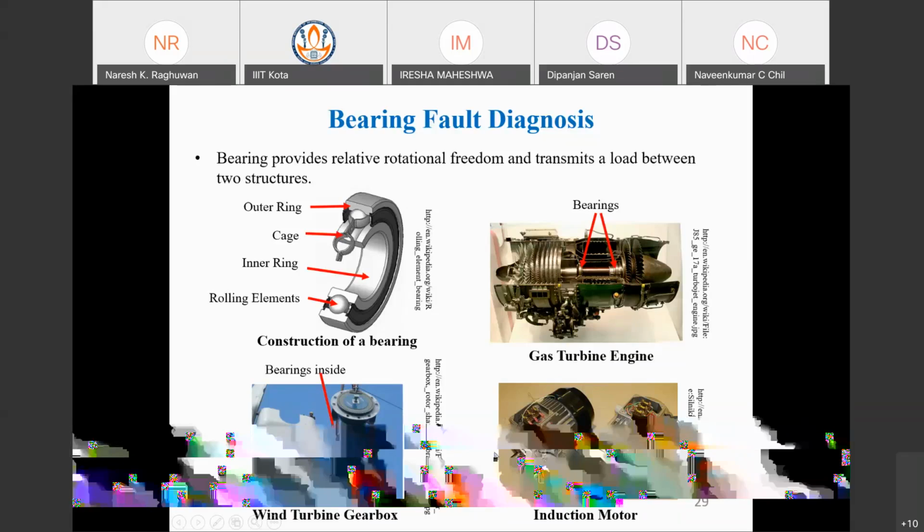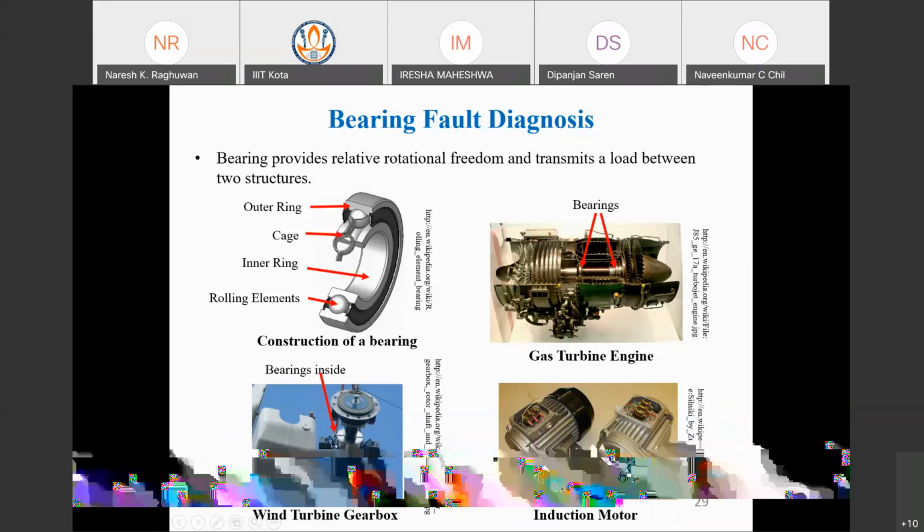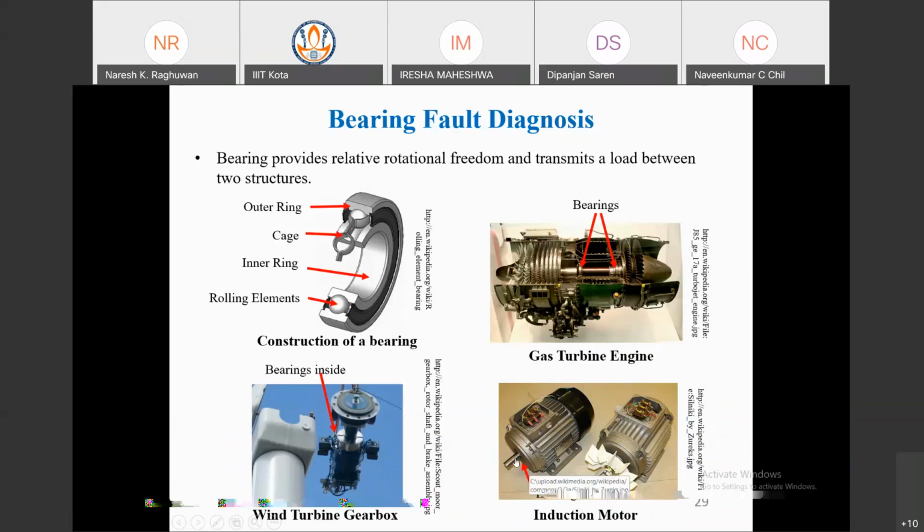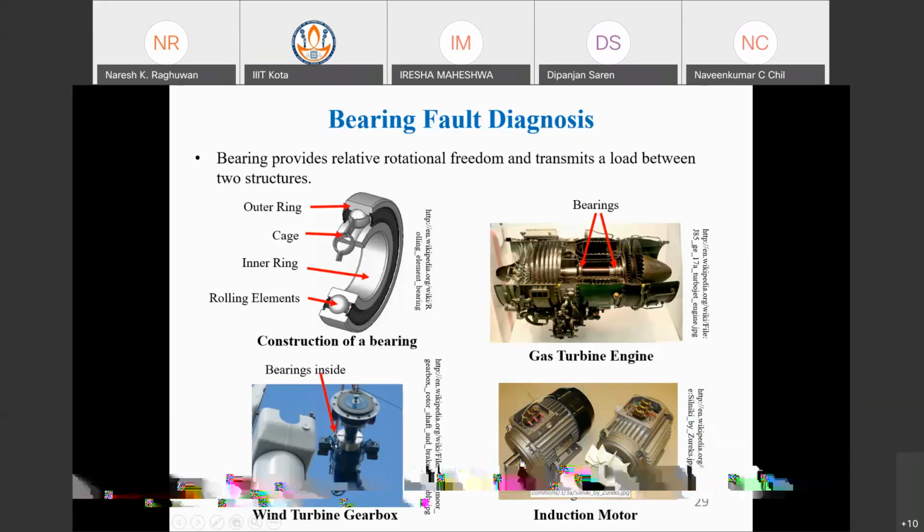Some induction motor is there. Suppose you have to place a shaft; this is the bearing in the induction motor figure. Some bearing will be required, otherwise friction will be there, heat will be generated, and it cannot survive for a much longer time. Power loss is there. So the bearing is needed.